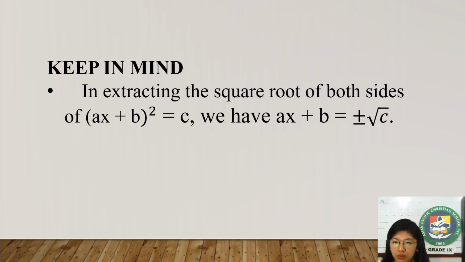So, ayan, to remember the following, or keep in mind, in extracting the square root of both sides of (ax + b) squared equals c, we have ax + b equals positive and negative square root of c.